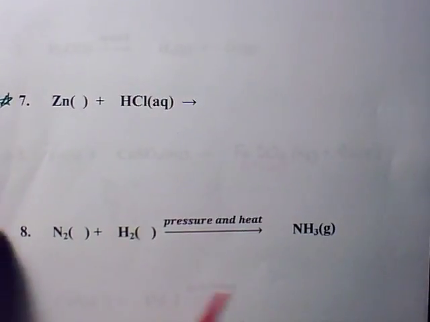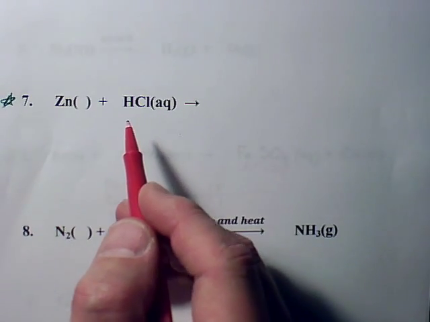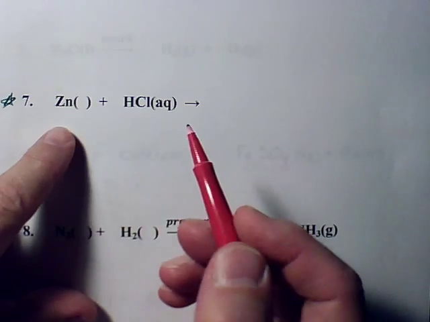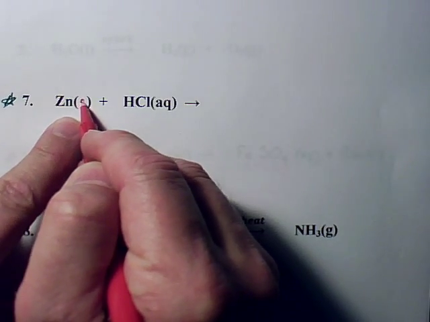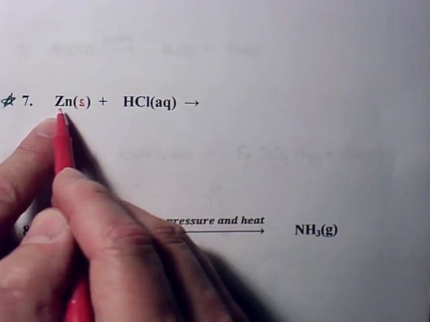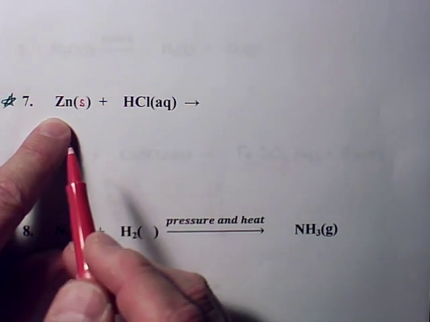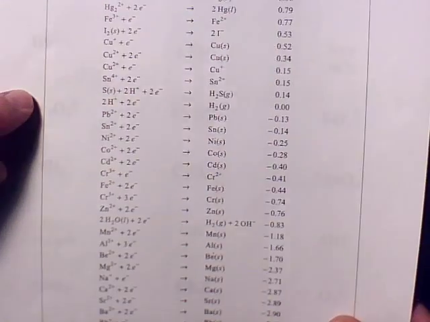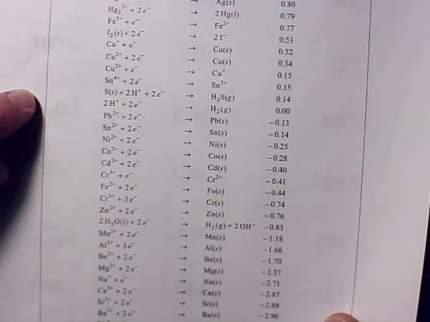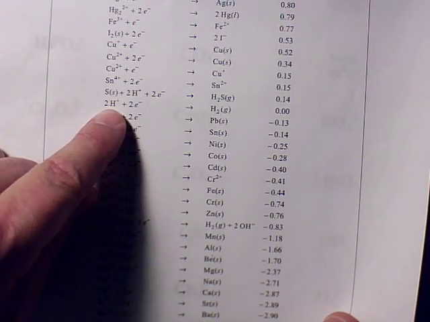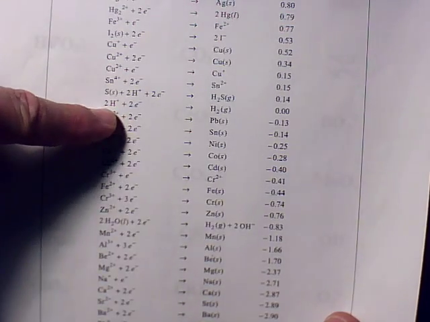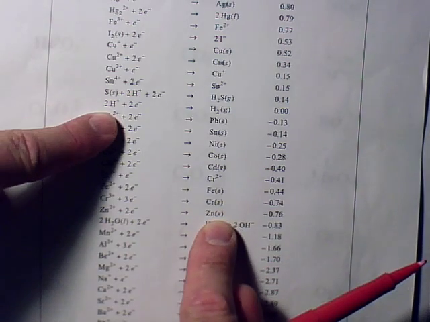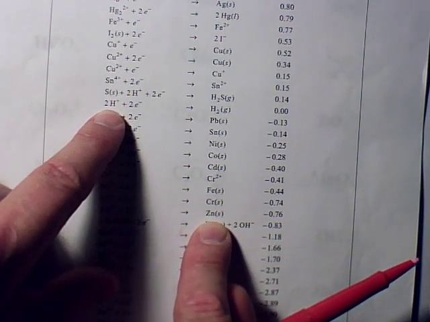Okay, let's go on. All right, so this is potentially a single replacement reaction as well. And zinc is a solid. We need to know if zinc will replace the hydrogen. Okay? Let's see. Where is it on here? Yeah, here's hydrogen right here. Okay? And where's zinc? Zinc's here. So zinc metal is more active than the hydrogen.